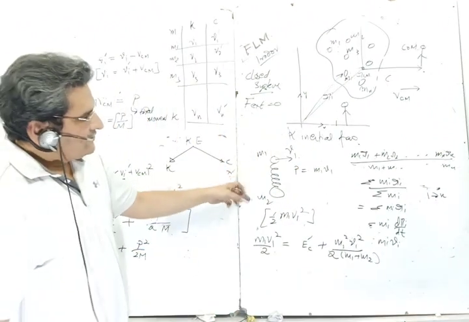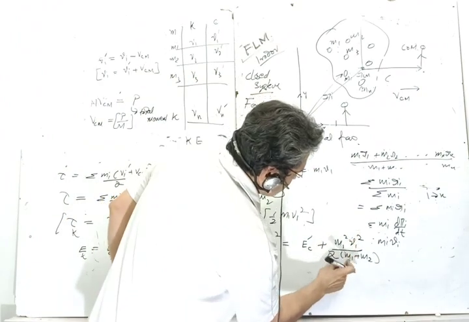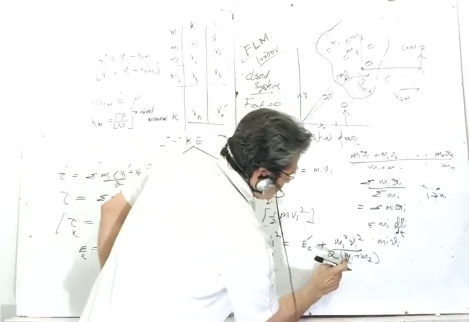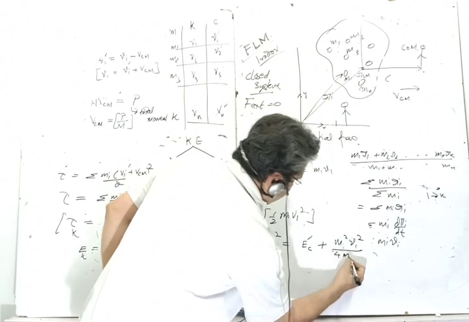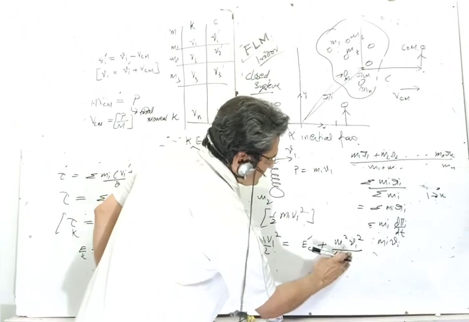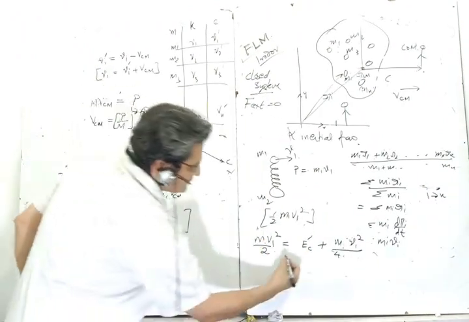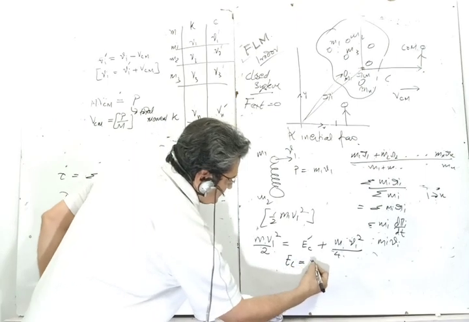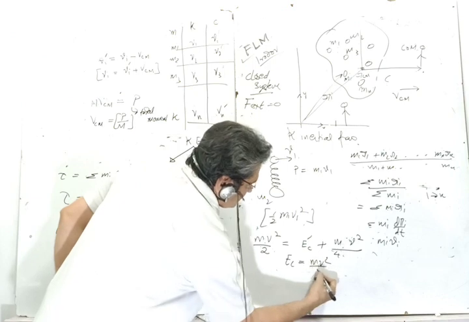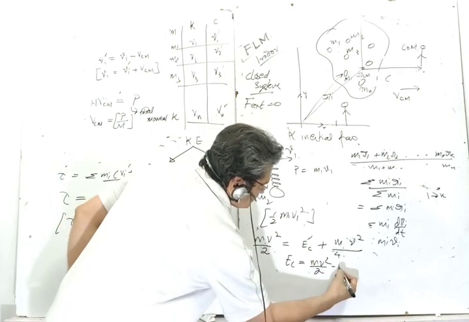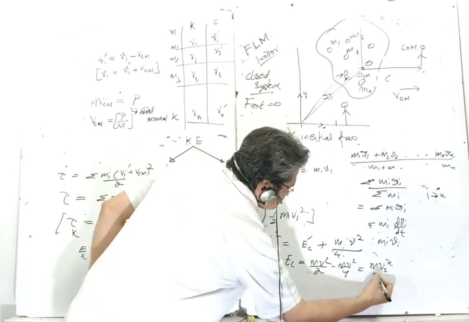And in this problem, if m1 is equal to m2, it becomes m1 square upon 4 times m. So it becomes m v1 square upon 4. This is also m. So EC is m v square upon 2 minus m v square upon 4. So it is m v square upon 4.